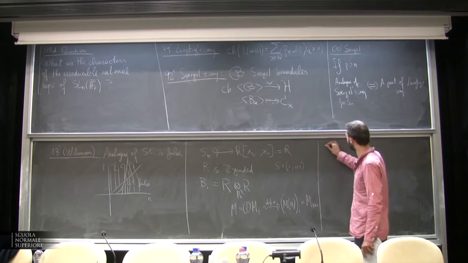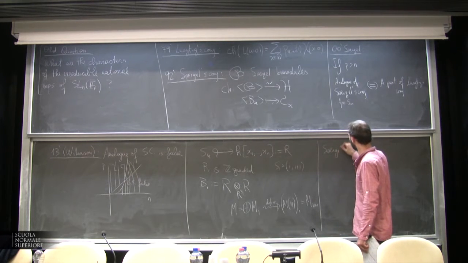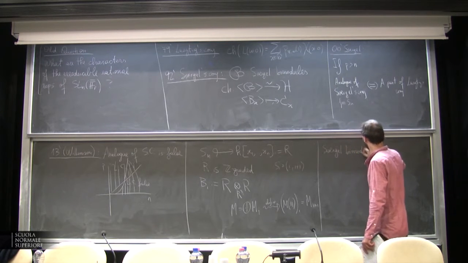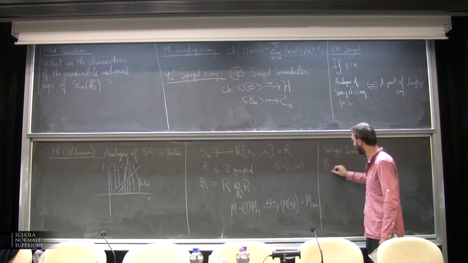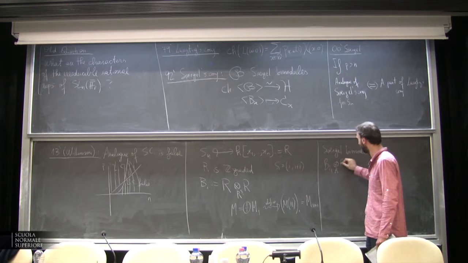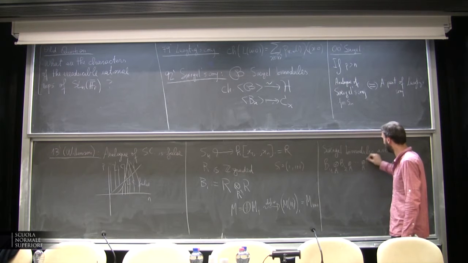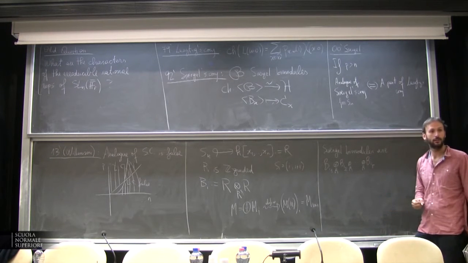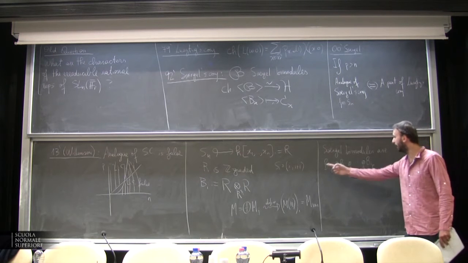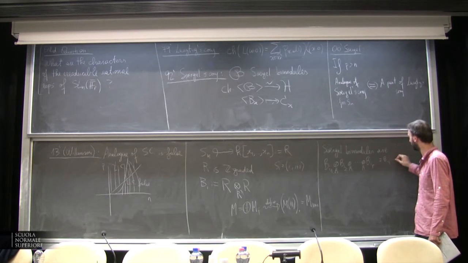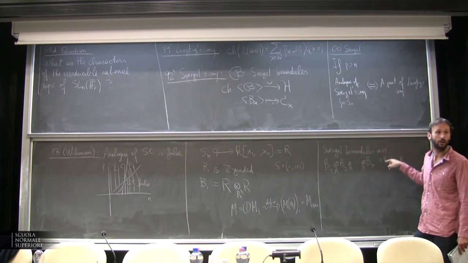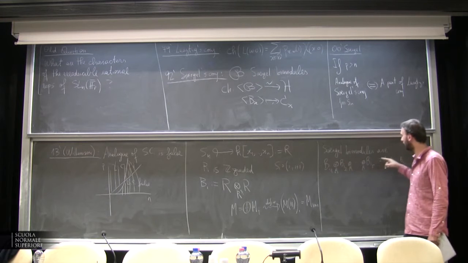So Soergel bimodules are this kind of guys: B_{y1} tensor over R, B_{y2} tensor over R, up to B_{yr}. This again is a bimodule that is Z-graded. I will just call this B_{y1}, B_{y2}, B_{yr}. When I don't put anything, it's tensor over R. And so these are Soergel bimodules.